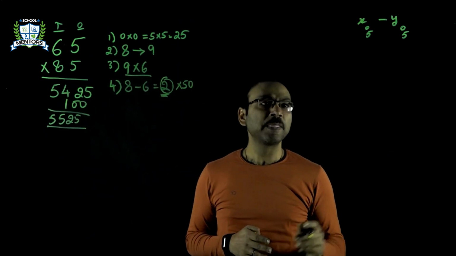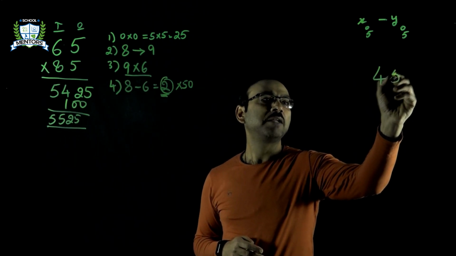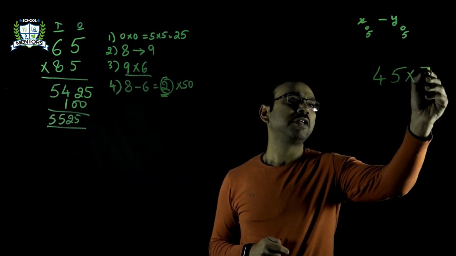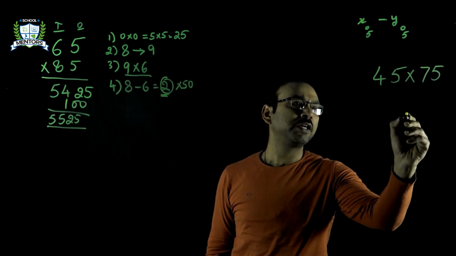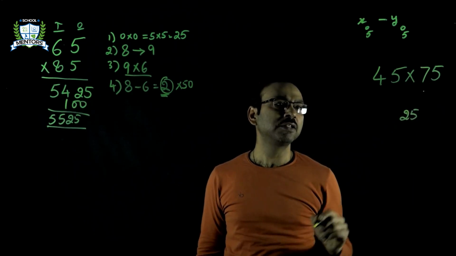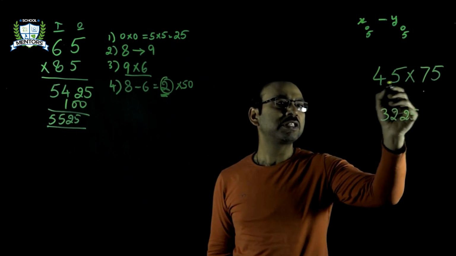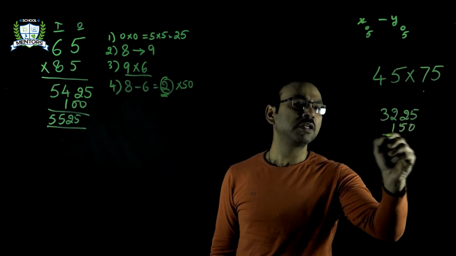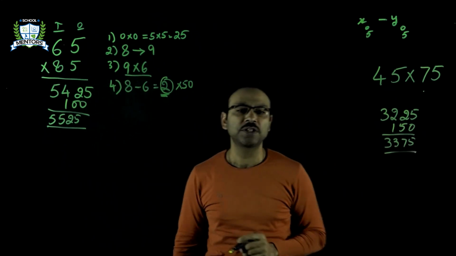Let's take up another example. Let's take 45 multiplied by 75. If we do this mentally, first is 5 into 5, we write 25 over here. Which is the bigger number? 7. After 7 comes 8. 8 fours are 32. We write 32 over there. And the difference between 7 and 4 is 3. 3 times 50 is 150. We write 150 over here. And our answer becomes 3375. So that is the answer of 45 into 75.